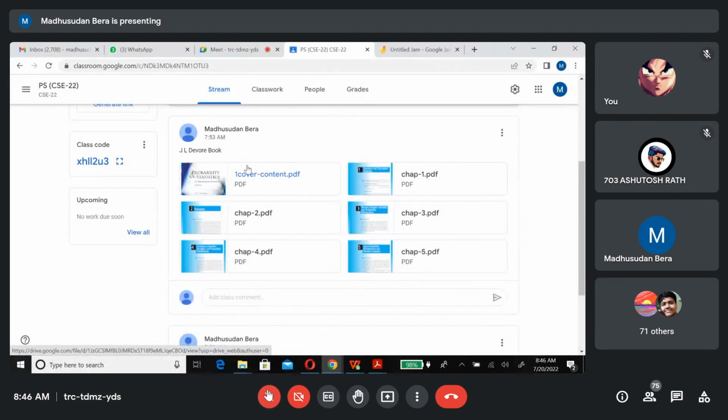So here is the cover content. Chapter 1, 2, 3, 4, 5. This is from the J L Devore book. So now we are in chapter 1. Only some definitions are there. For that we are following one PDF. I will upload it today. Whatever I am showing now, I am just discussing the things now. I will share that one.